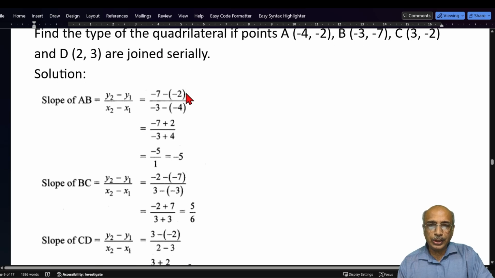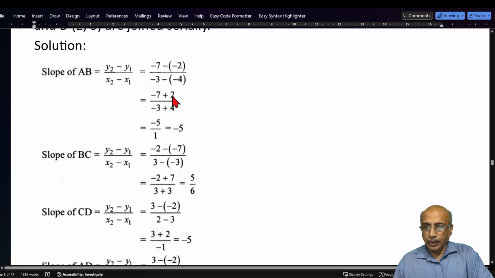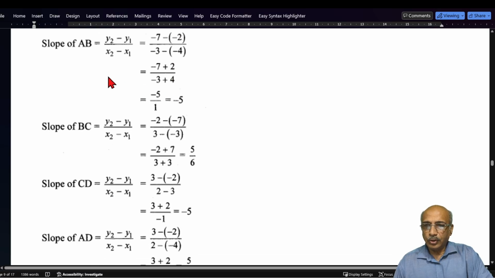They are joined serially, means in order. So we will find out the slope of AB, BC, CD and AD. Slope of AB you know very well, y2 minus y1 upon x2 minus x1, using the coordinates of points A and B. Everywhere it is written y2 minus y1 upon x2 minus x1, that is the slope formula, but these are the coordinates of the points here.